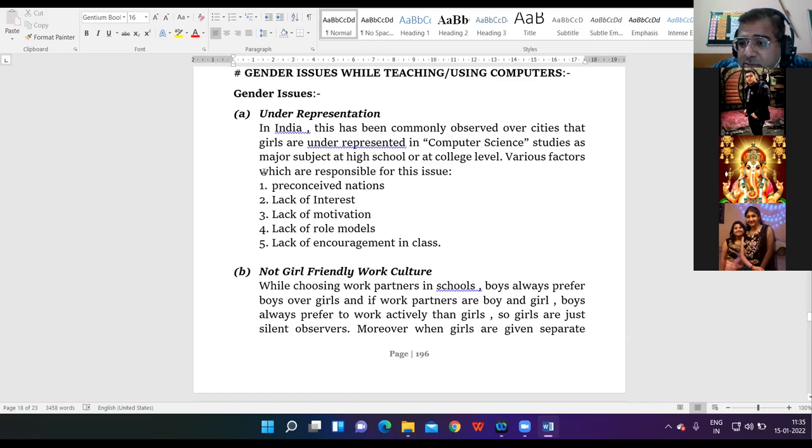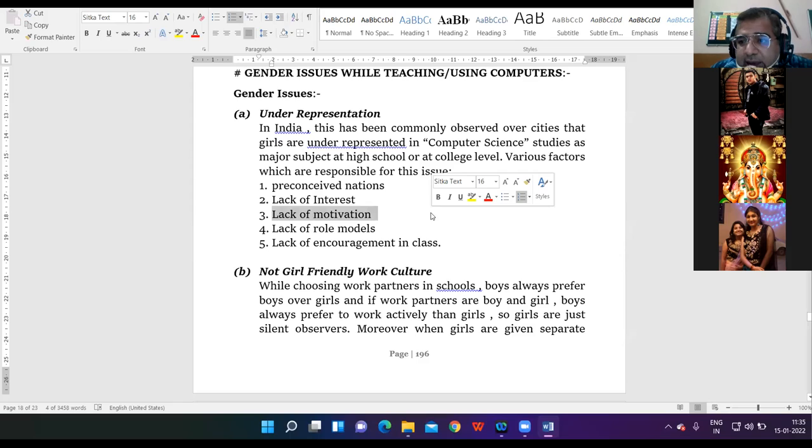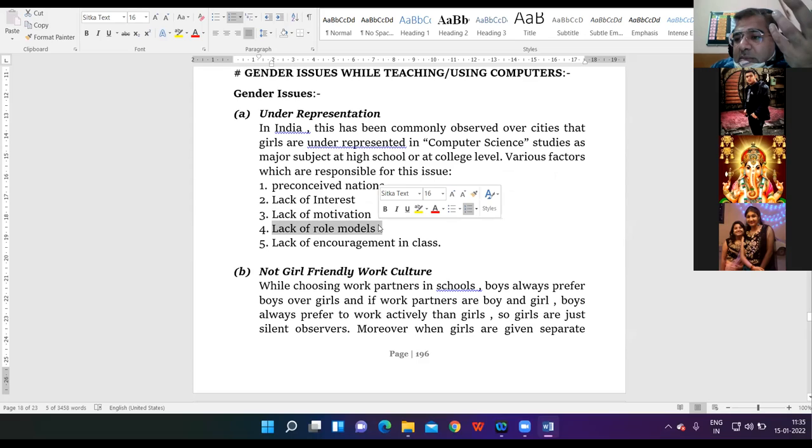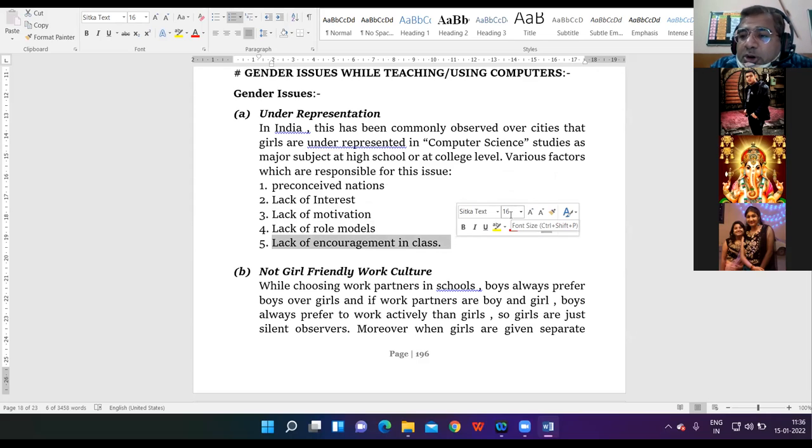And what are the other issues for this? Preconceived notion, lack of interest of the child in the subject, lack of motivation. The girl child does not get motivation. Then lack of role models. Girls do not have any role model in school. Boys get in touch with the teacher, they get their doubts solved. They take more interest in the technical part and girls take less interest in the technical portion, right? Then lack of encouragement in the class. Suppose I give one example. Like a teacher is asking viva questions in the class. Boys are giving answers. Teachers are motivating them, saying yes, you are very good and all that. But the same motivation is not being given to girls. So that also arises as an issue why girls hesitate to take computer science as a subject, right?